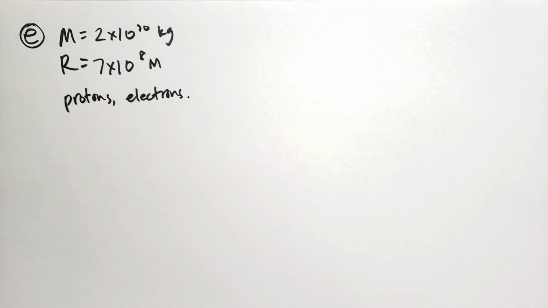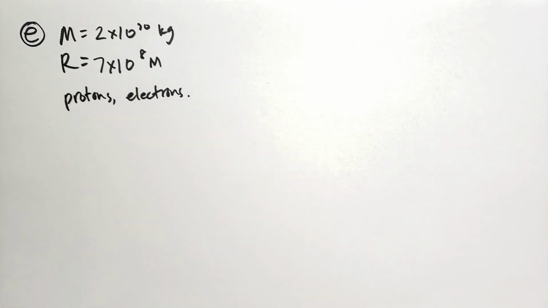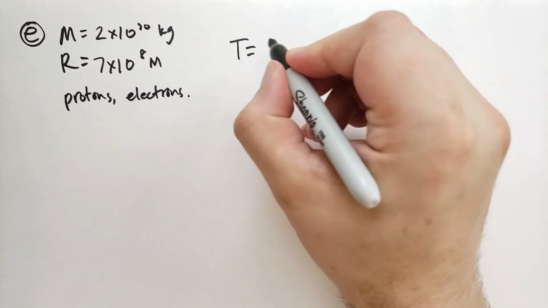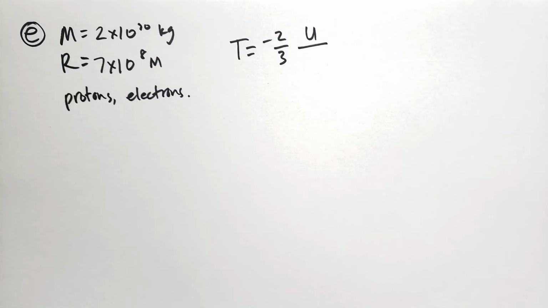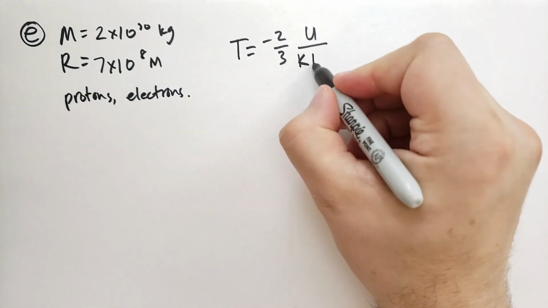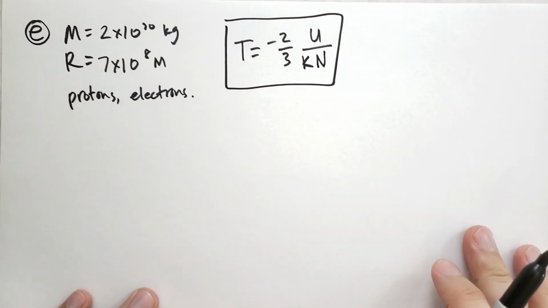All right. So understanding this problem, we need a formula that will relate the temperature of the sun to the number of particles, its mass, its radius. And if you've been doing the previous problems, you should already know what that formula is. The formula for the temperature would be minus 2/3 the total potential energy divided by Boltzmann's constant K and the number of particles. So that's the formula that we need to use.